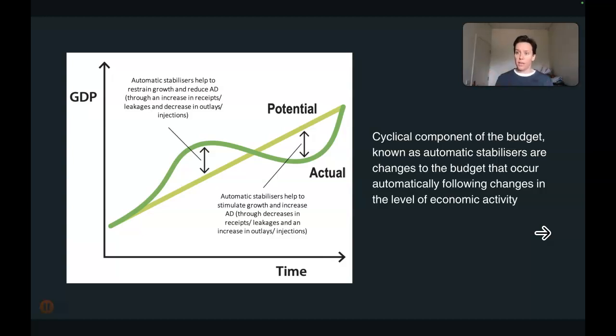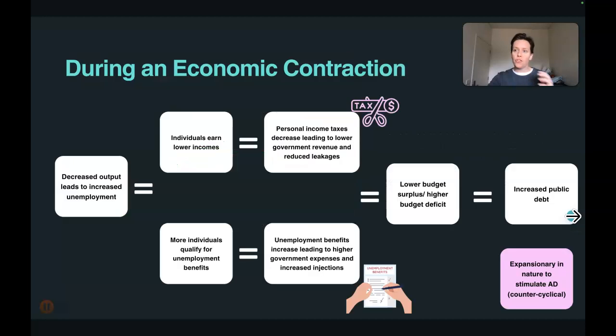And this is all working, guys, to complement whatever stance the government has taken on, okay? So there's two scenarios, right? During an economic contraction or during an economic expansion. That's how automatic stabilisers are going to play out. Now, the good news for you is that if you understand one, you're going to understand the other, because they're the complete opposite of each other. So we'll start with this one here during an economic contraction.